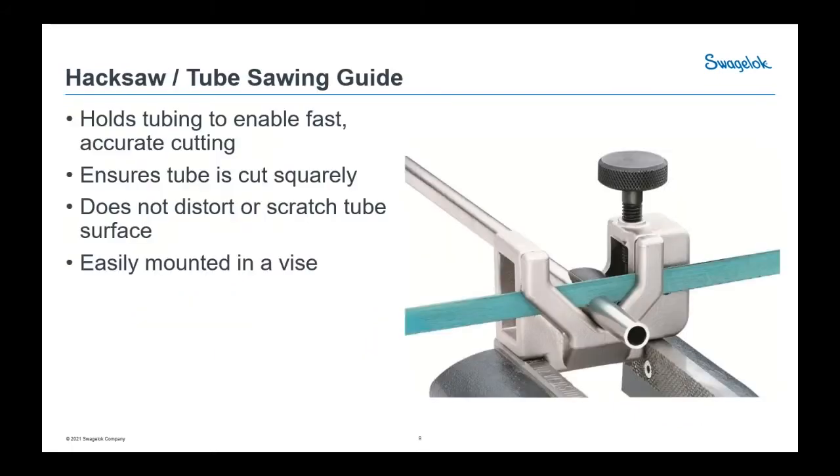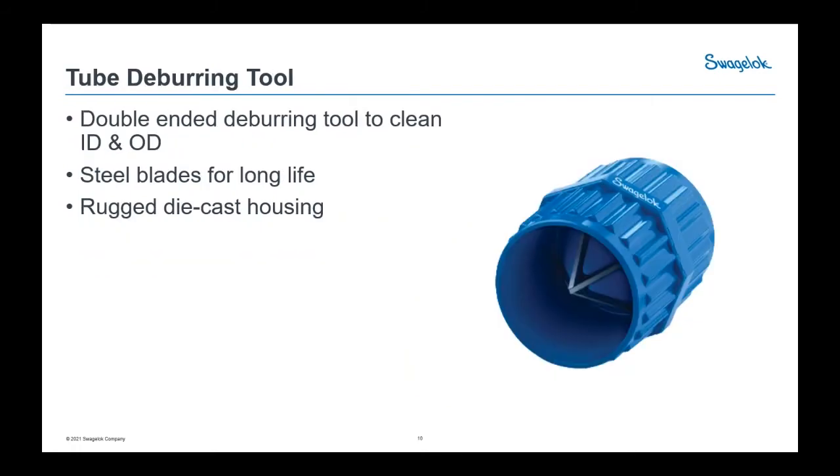The second hand tool for properly cutting tubing is a hacksaw. To ensure the tube end is cut squarely, we suggest that you use a tube sawing guide. The tube sawing guide fits right into a vise, and then it allows you to use a hacksaw or even a portaband to make a nice square cut. It's going to hold the tubing as well as give you the square cut that you're looking for.